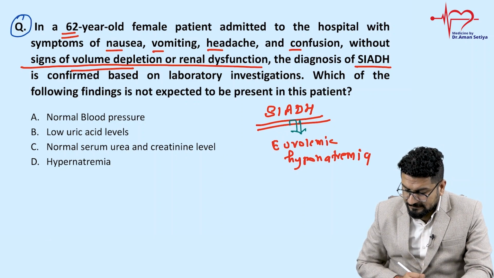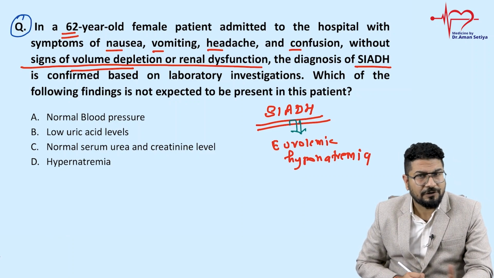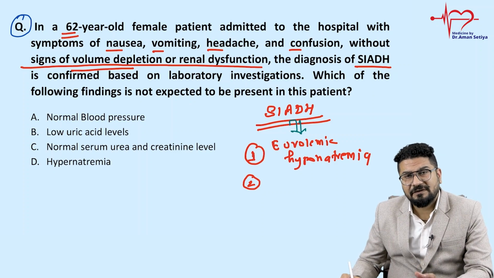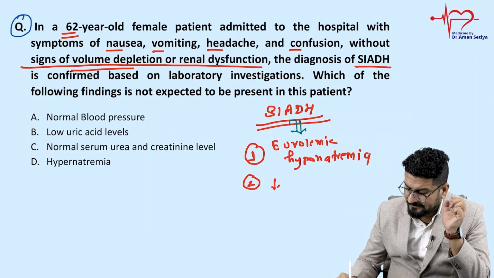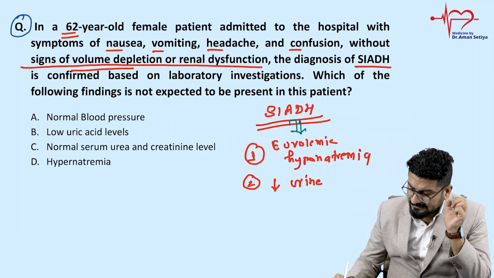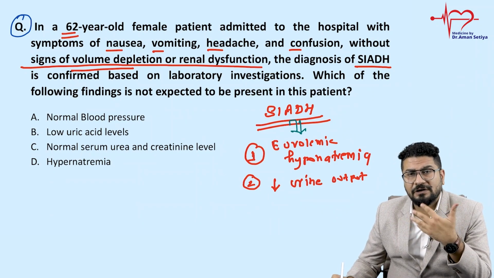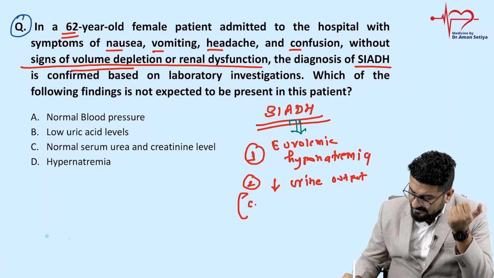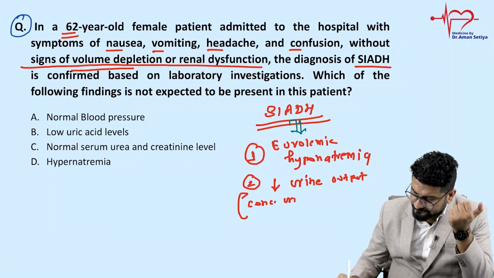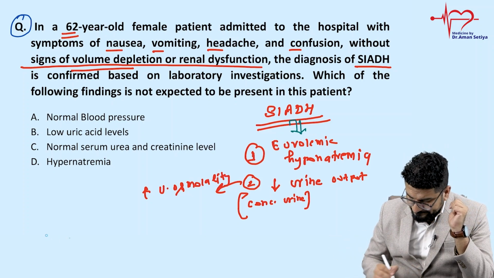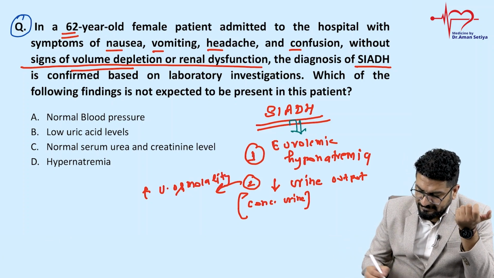Euvolemic hyponatremia. Sodium value is less. So when sodium is less, most of these patients will have a normal BP. And the second important finding you will see in a patient of SIADH is a very low urine output. So there will be a decrease in urine output. And this will be concentrated urine with increased urine osmolality. So urinary sodium will increase. Simple. Now try to understand this. BP can be normal. Yes, it can be.